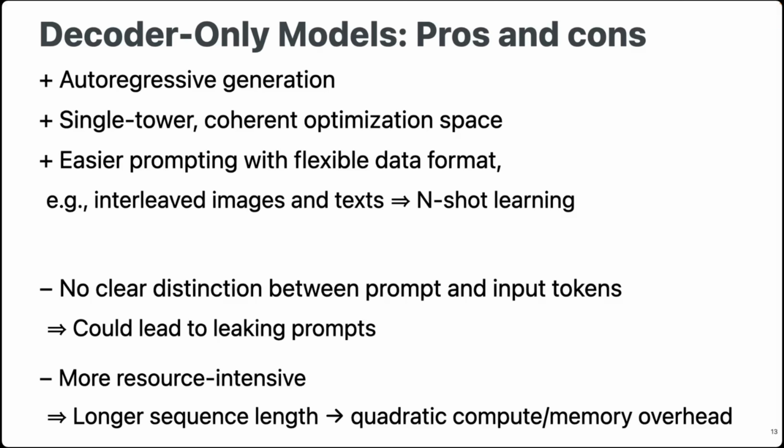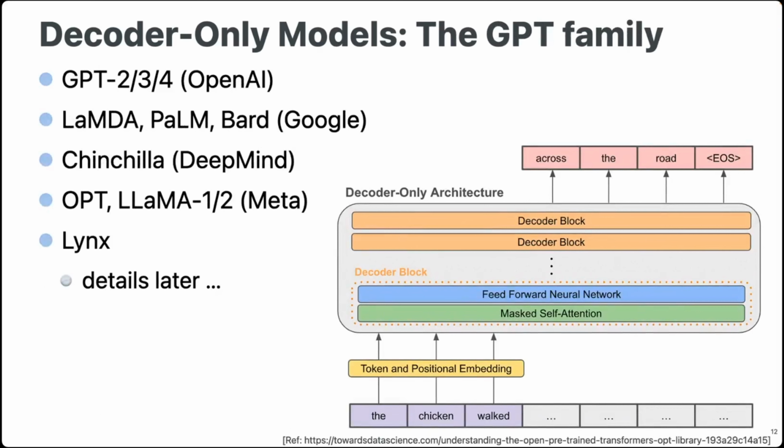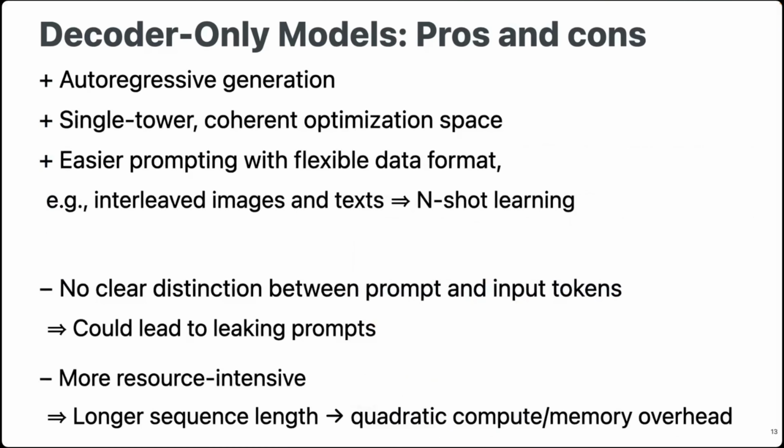But the cons here would be that we don't have a very clear distinction between the prompts and the text. For example, if I want to insert a question here, then we don't know which part is strictly speaking the input and which part is the prompt we're providing. And this could lead to some problems like leaking prompts and so on. Also, it could be more resource intensive because we have a longer sequence, and in transformers, the longer the sequence, we will incur some quadratic compute and memory overhead.